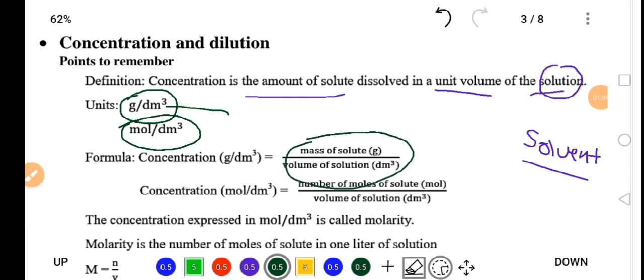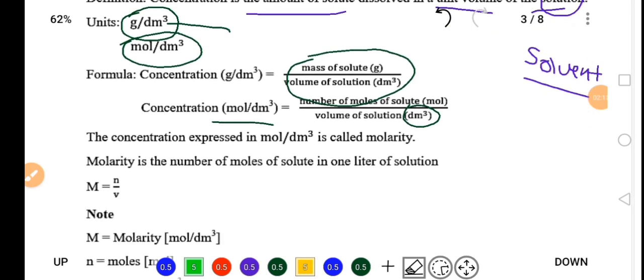If the mass is given and the volume of the solution or solvent is given, this is the formula: mass of the solute over volume of the solution. If in moles, we are going to say number of moles of solute over volume of the solution. Remember, every time under concentration, the volume should be in decimeter cubic. If at all we dissolve 1 mole of the substance in 1 decimeter cubic or 1 liter, what is formed is a molar solution, and the concentration is known as molarity.